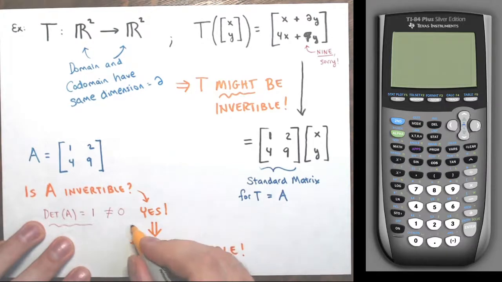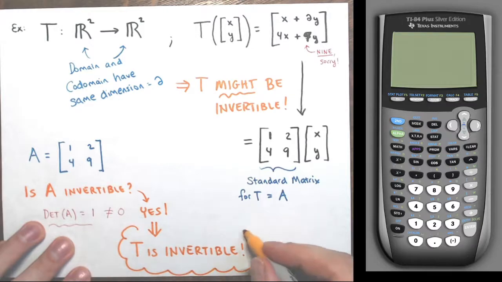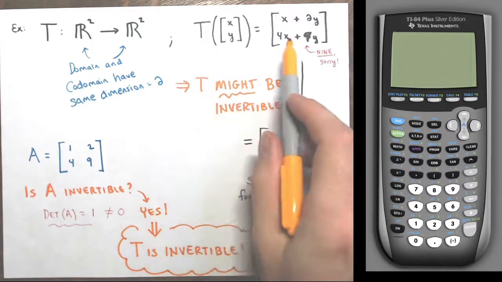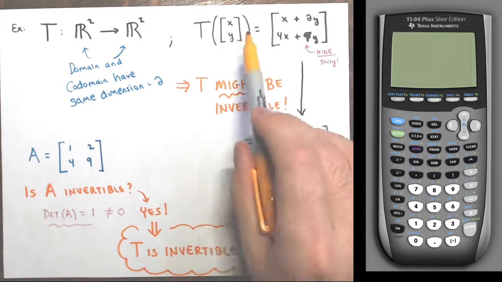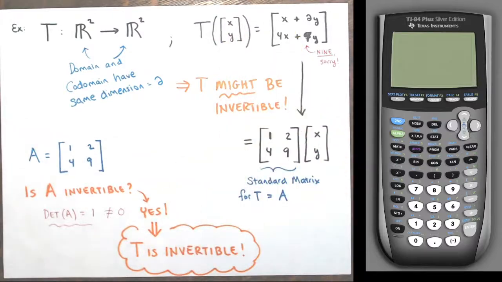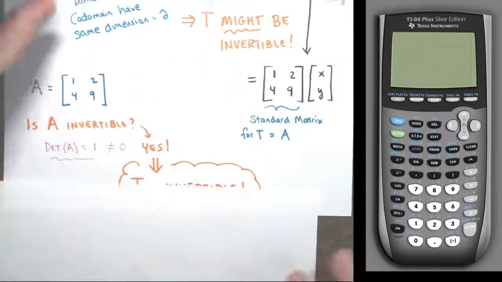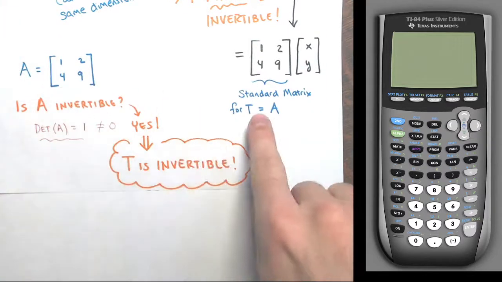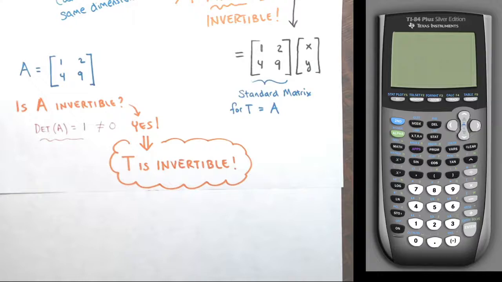Wonderful. Now that's just part 1. Now I'm asked to write the rule for T inverse. I have the rule for T up here. What's the rule for T inverse? Again, very simple. If you have your standard matrix for T, let's go and find T inverse now.